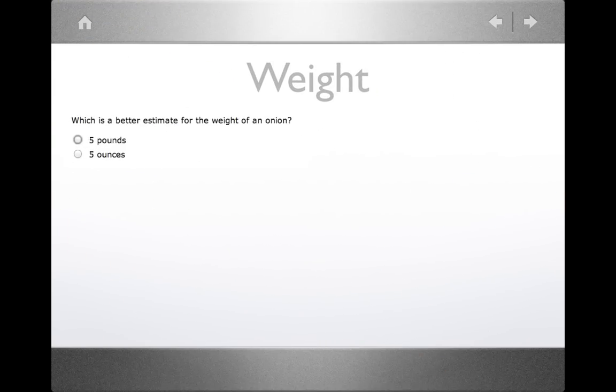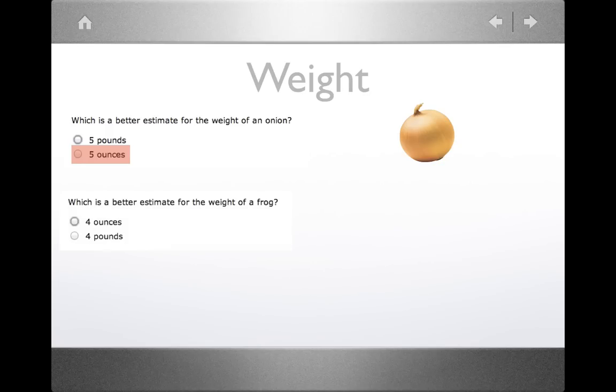Let's take a look. Which is a better estimate for the weight of an onion? Is it 5 pounds or 5 ounces? Well, some babies are born more than 5 pounds. I know an onion doesn't weigh as much as a baby, so I'm going to go with 5 ounces. Which is a better estimate for the weight of a frog? 4 ounces or 4 pounds? I'm going to go with that same reasoning. I know babies are born at about 7 pounds, give or take. So is this a 4-pound frog? That would be a hefty frog. Or is it a 4-ounce frog?